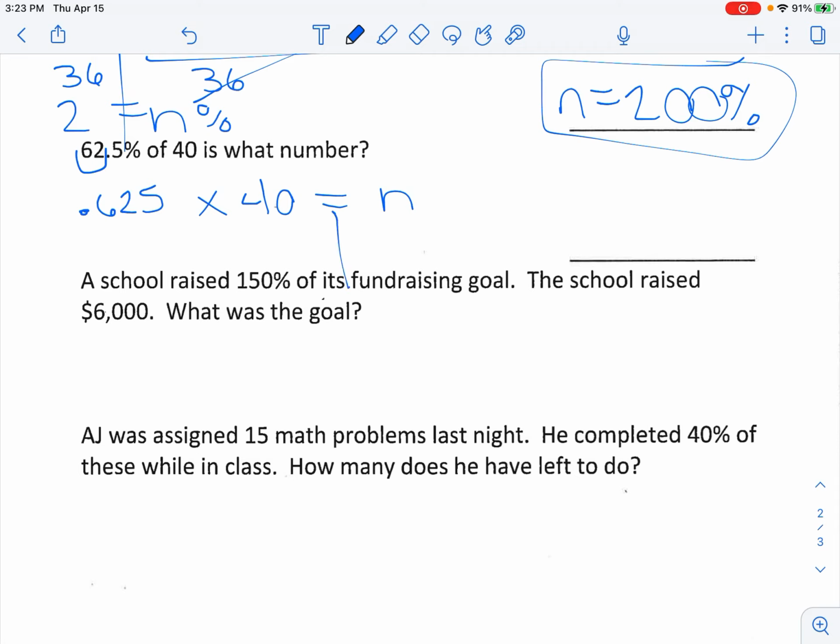Draw your mirror. Calculate on the left. 625 thousandths times 40 on your calculator should be 25. So your solution for that one is N equals 25.